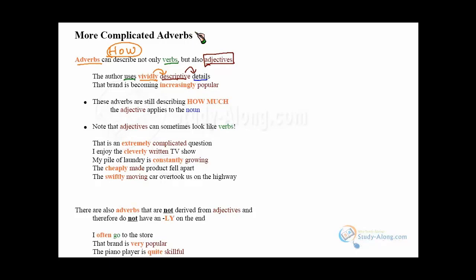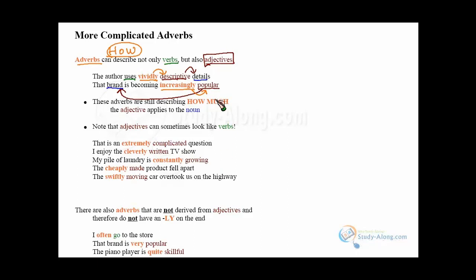That brand is becoming increasingly popular. So popular is telling us what kind of brand we have. A brand is a thing. So popular is an adjective describing the brand. But how popular is that brand becoming? Just a little bit popular or a lot? Well, if we want to know more, we have to use the adverb. Increasingly popular. How popular is the brand becoming?